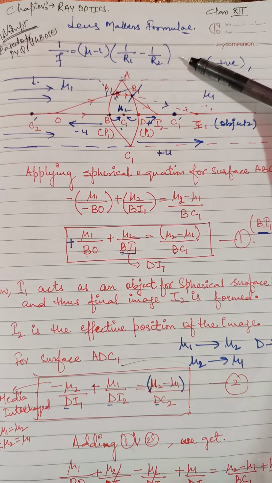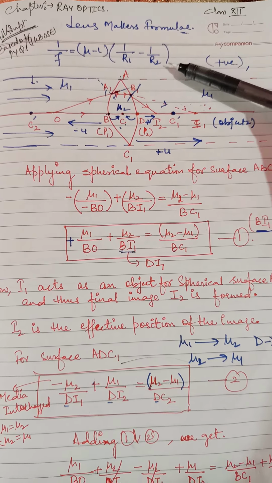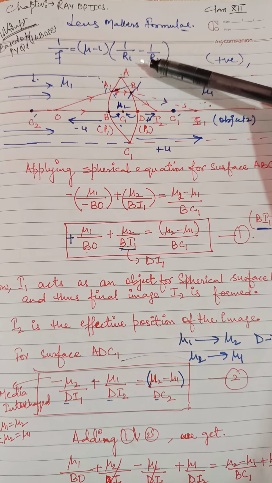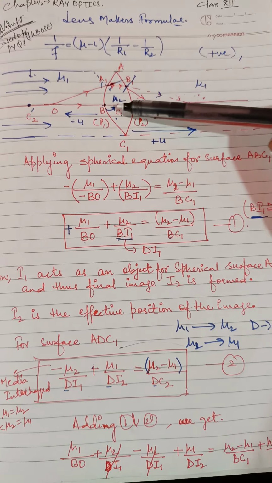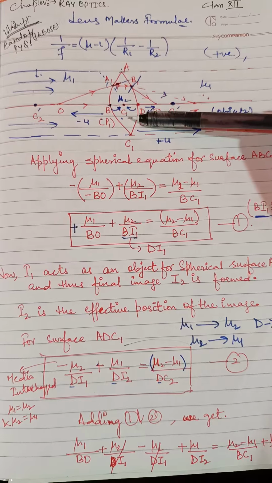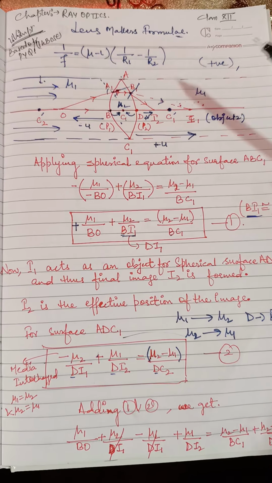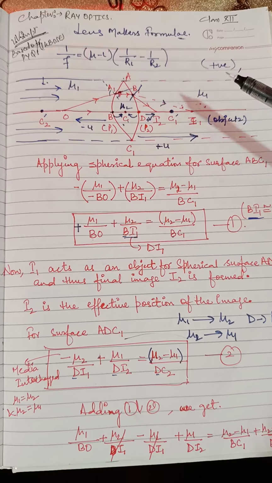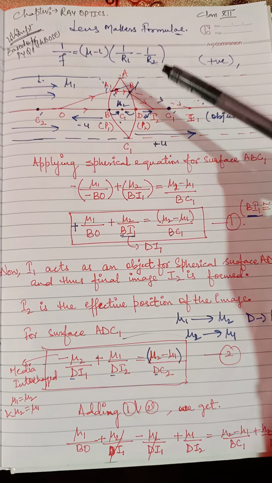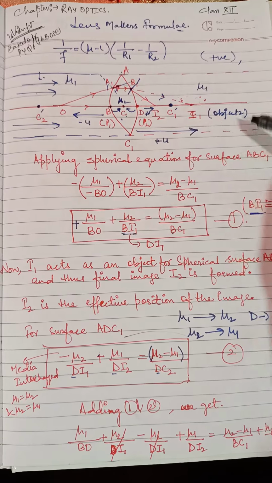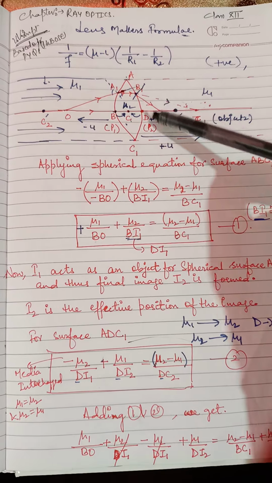What is Lensmaker's formula? It is the relationship between focal length, refractive index and radius of curvature of two refracting surfaces which are forming a lens. And in this case we have taken a convex lens, hence the R1 and R2 are radius of the two convex surfaces, which I will be telling you are ABC1 and ADC1.